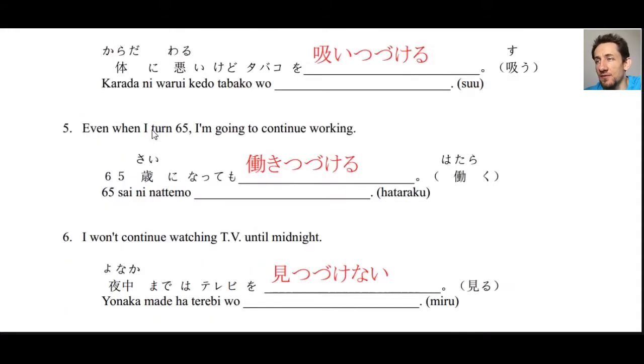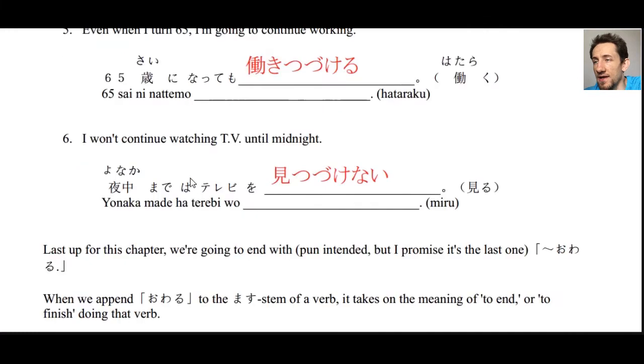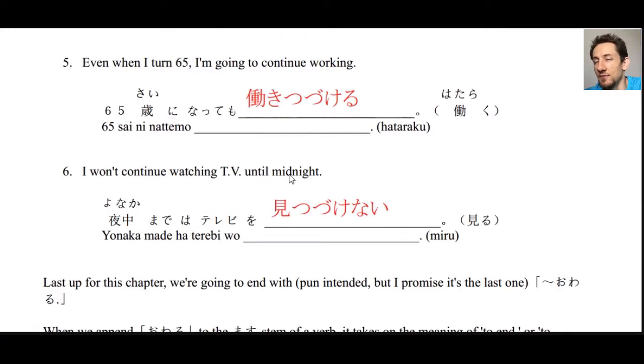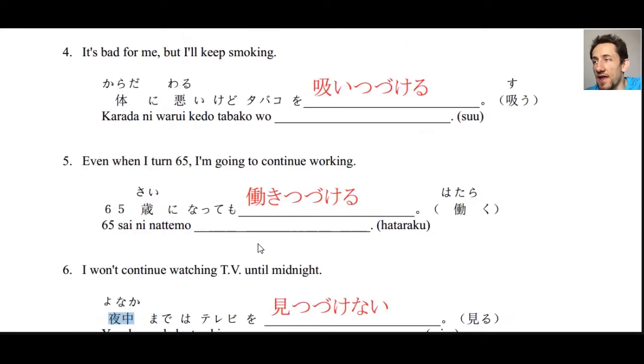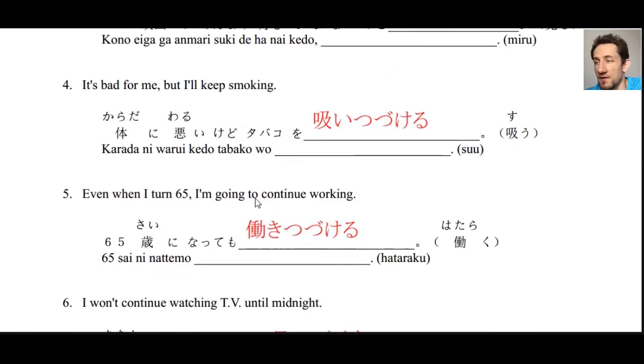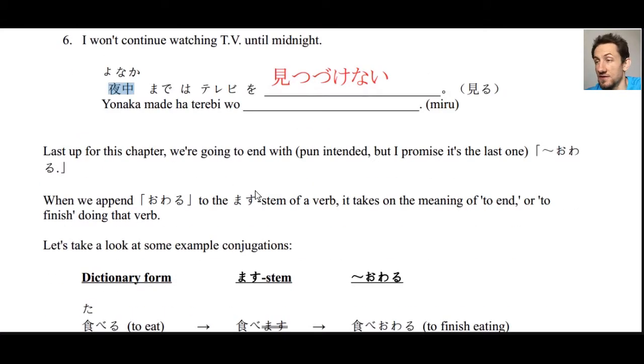Number 5, even when I turn 60, I'm going to continue working. So, 60歳になっても働き続ける. And the last one, number 6, I won't continue watching TV until midnight. So, 夜中まではテレビを見続けない. So I'm not going to keep watching television until the middle of the night. 夜中.